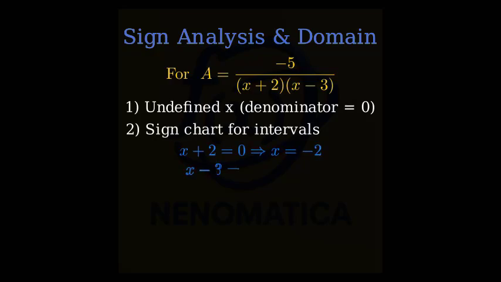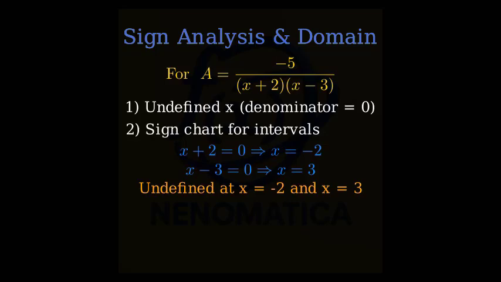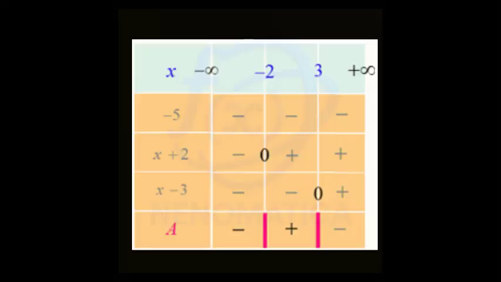Step 1. Set each factor in the denominator equal to 0. X plus 2 equals 0 gives x equals negative 2. X minus 3 equals 0 gives x equals 3. These two values make the expression undefined and will split the number line into three intervals. To determine the sign, we multiply the signs of three factors, the constant negative 5, the factor x plus 2, and the factor x minus 3. We will fill a sign chart across the three intervals.